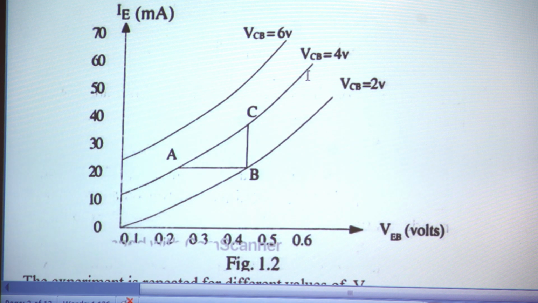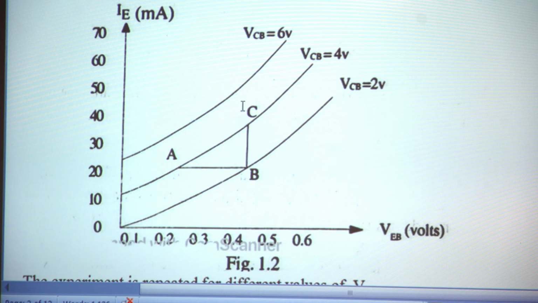Now from the graph we can find out the input resistance. From each curve we can find it out; here it is found from the second curve. The resistance is voltage by current, so that is delta VEB divided by delta IE. So here delta VEB is AB and delta IE is BC. So the reciprocal of the slope of the graph, that is AB divided by BC, gives the input resistance RI.